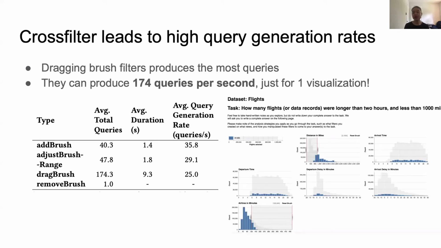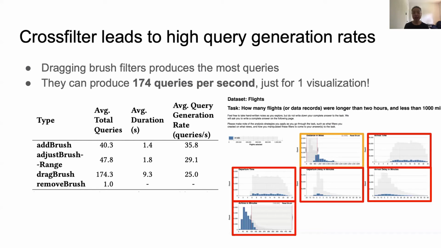Let's consider our on-time flight performance example again, where here we're talking about manipulating a brush filter over the distance attribute at the center of the visualization. Whenever we manipulate or create this filter, we're not updating just one visualization. We're updating 5 visualizations. So in reality, we have to take this number 174 and multiply it by 5 for our on-time flight performance use case.